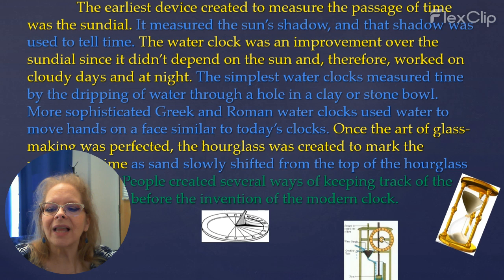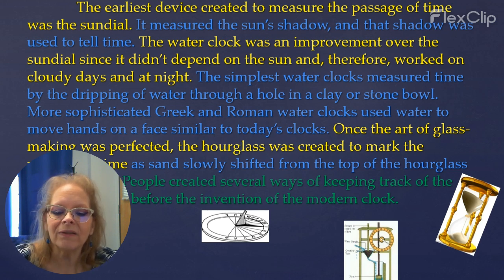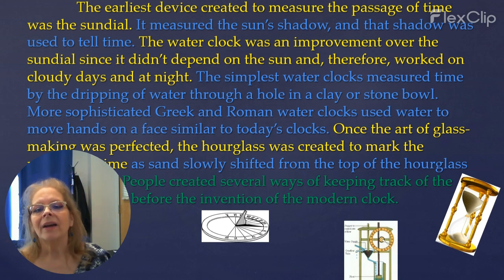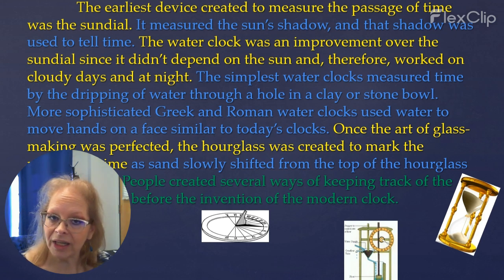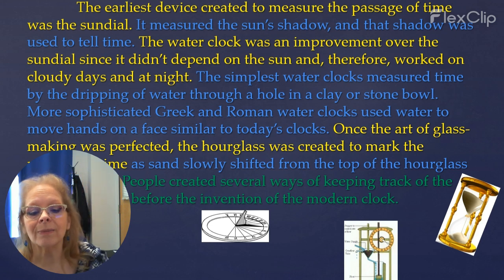Once the art of glassmaking was perfected, the hourglass was created to mark the passage of time, as sand slowly shifted from the top of the hourglass to the bottom. People created several ways of keeping track of the passage of time before the invention of the modern clock. So the reason I use this example is because your main idea, the green, is actually at the very end. Everything before it then explains it.